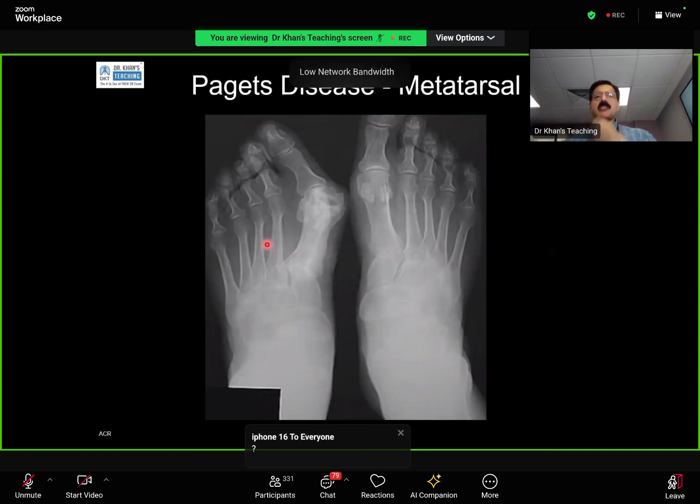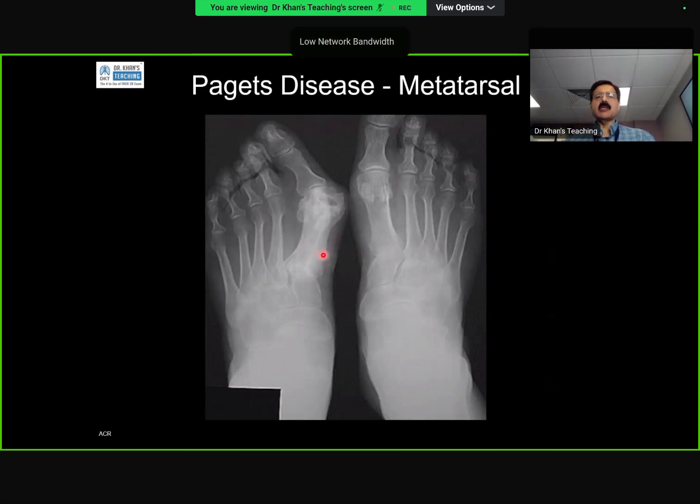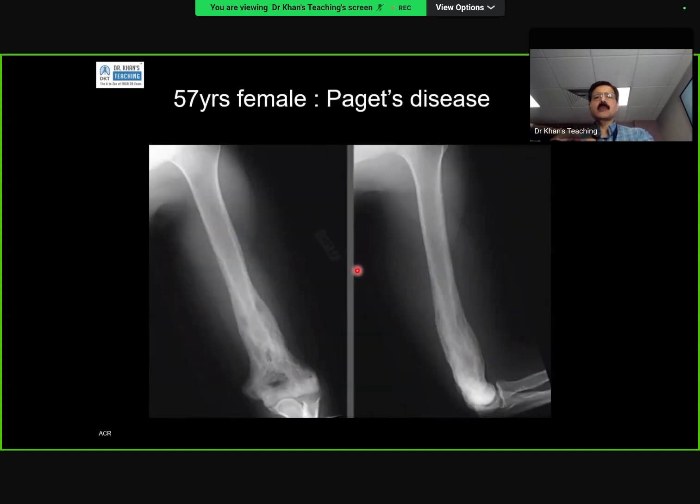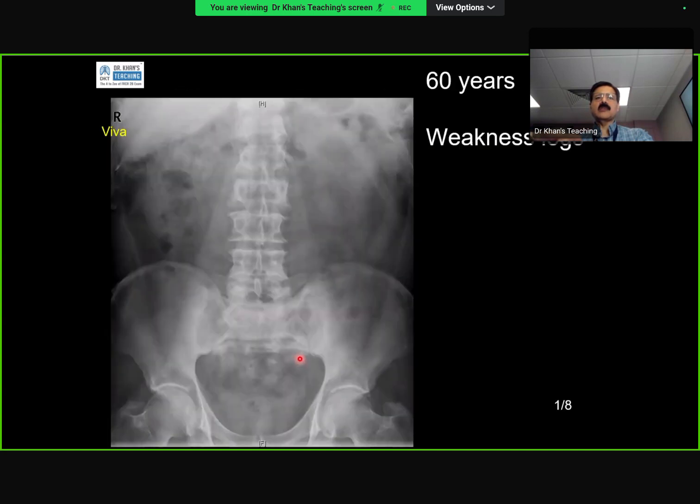Look at this Paget's disease, and here it is metatarsal, first metatarsal, and again it has gone all the way to the end of the bone. Another case of humerus, and here it has gone till the end of the bone, subchondral portion, expansion, etc.